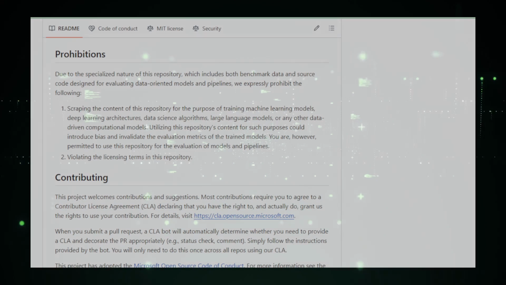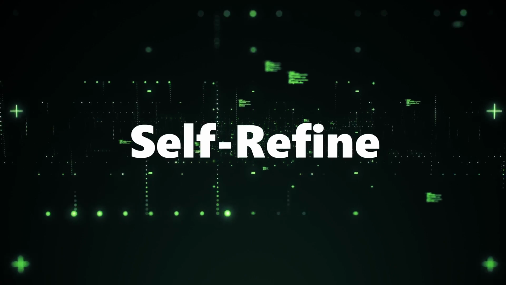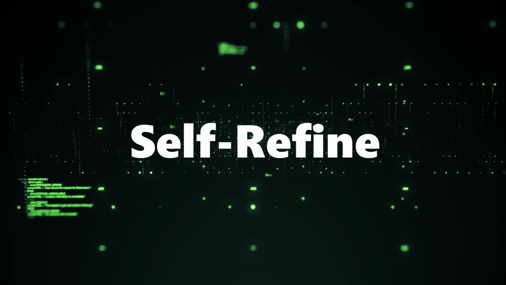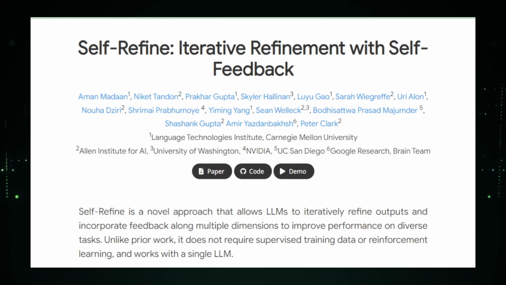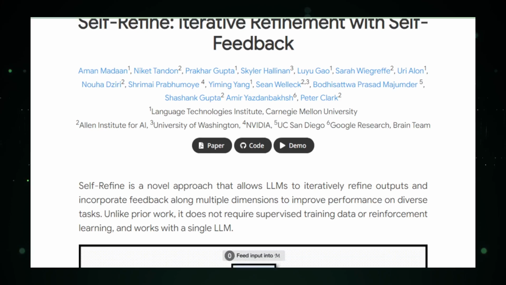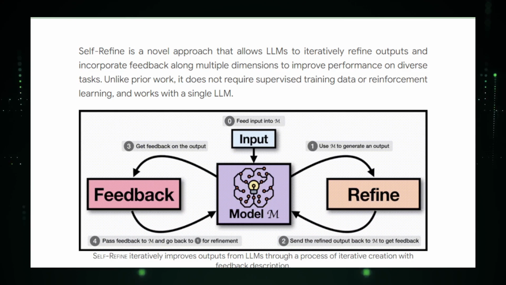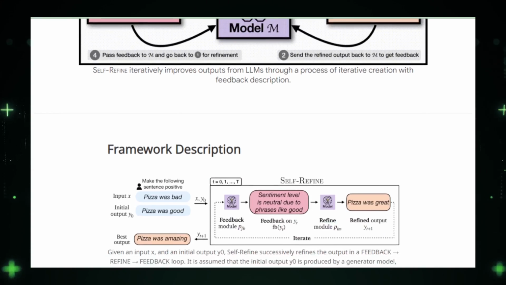Okay, let's move to our next project. Project number 6, SelfReine. Let's turn our attention to SelfReine, a groundbreaking GitHub project that's redefining how large language models, LLMs, enhance their outputs. SelfReine represents a new era in AI self-improvement, where LLMs can iteratively refine their own work. SelfReine allows LLMs to generate initial outputs, critique these outputs themselves, and use the feedback for subsequent refinements. This process continues until the outputs meet a predefined quality or accuracy criterion.